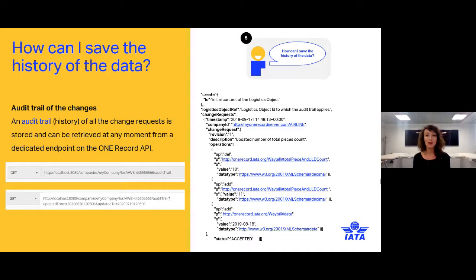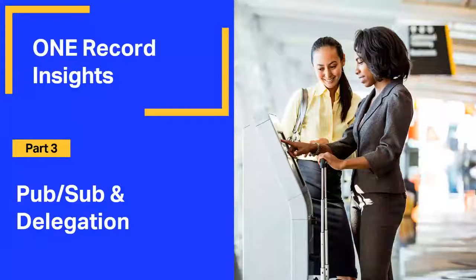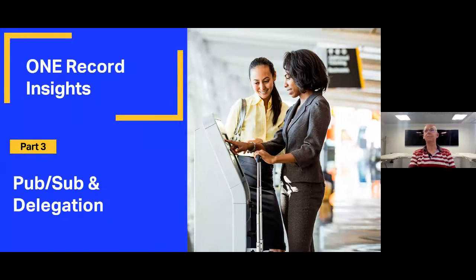Okay, so that's it for the basic functions of the OneRecord API, and now we are going to get a little bit deeper into the subject and talk about the pub, sub, and delegation, and for that I'm going to leave the scene to Henk. Thank you very much, Andra.